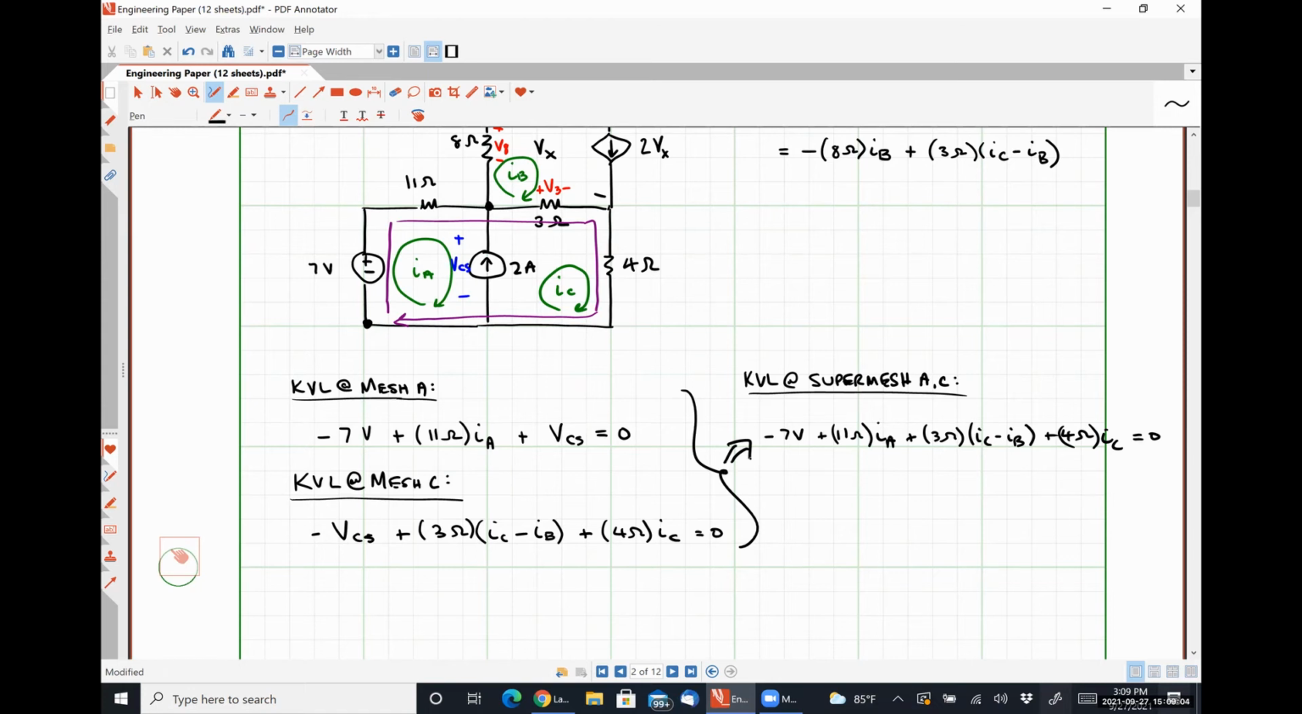Why can't you just say opposite? That's not true.